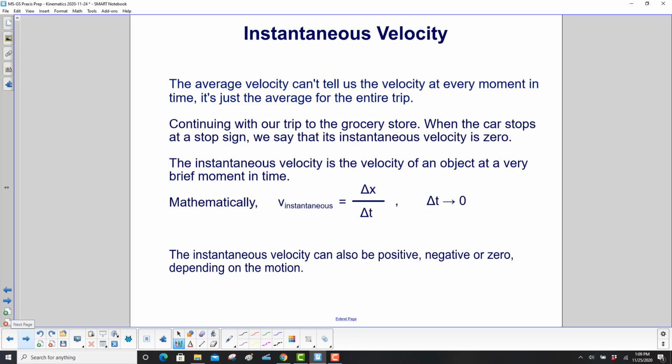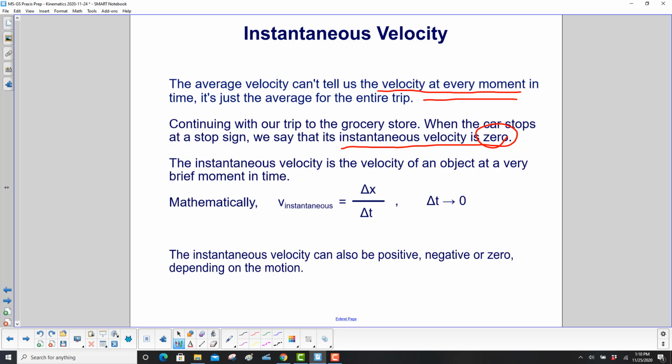We then have instantaneous velocity. The average velocity does not tell us the velocity at every moment in time. It's just the average for the entire trip. So let's think about the trip to the grocery store. When the car stops at a stop sign, its instantaneous velocity is 0. The instantaneous velocity is the velocity of an object at any brief moment in time. That's what you would read off your speedometer in the vehicle.